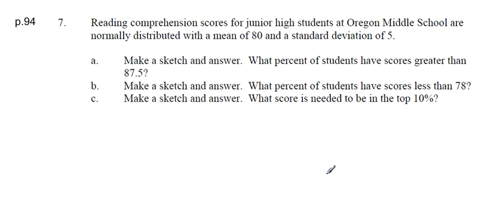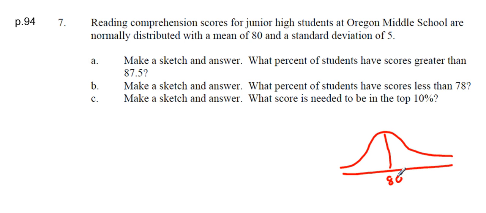So before we even read parts A, B, and C, I'm just going to make a sketch of this normal curve. So I've got this very rough sketch of a normal curve. The mean score is 80, and since the standard deviation is 5, we can label these parts on our graph 75 and 85.